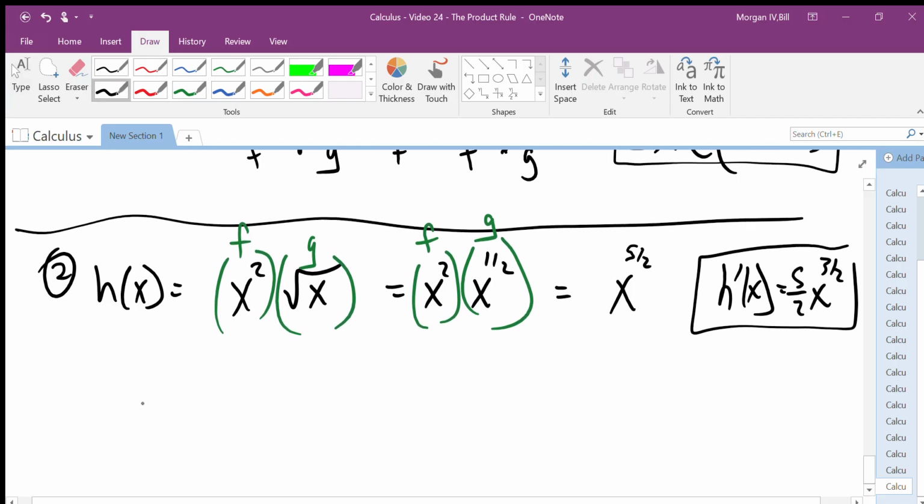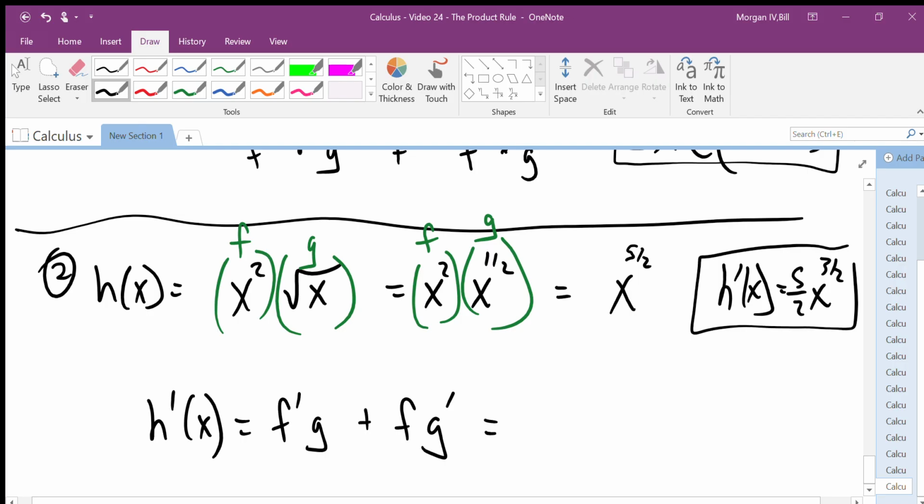So we can see that h prime of x, and again, pause the video, try it out yourself first, is equal to the derivative of f times g plus f times g prime. The more you write that down, the easier it is to remember it. As you're learning, I would write that formula down every time.